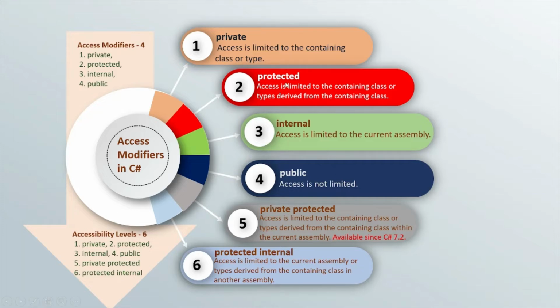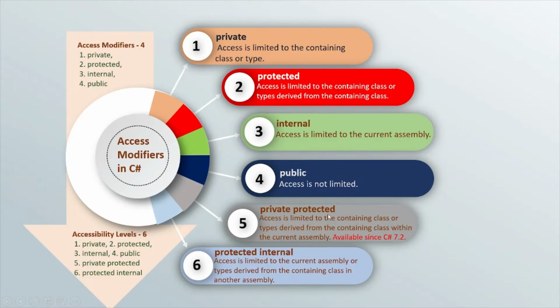Protected. When you declare a class member as protected, you can access it in the containing class and types derived from the containing class within the same assembly as well as in any other assembly. Just the containing class plus derived classes in the same assembly as well as in any other assembly. Internal. Access is limited to the current assembly, meaning the containing class, derived classes, as well as non-derived classes of the same assembly. Public. Access is not limited.